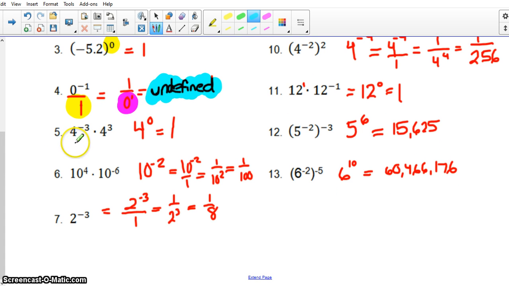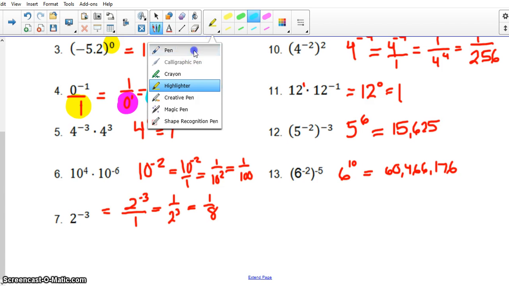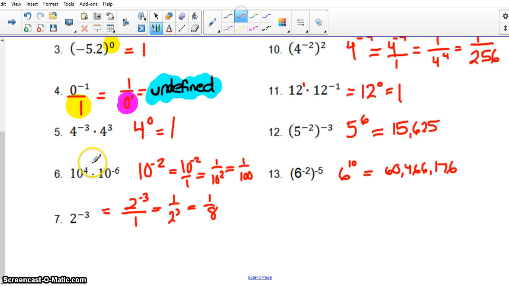In question number 5, how I did the problem is I kept the base and then I added my exponents together. So I did 4 and then I had negative 3 plus 3 to get my 0 power. And then I remembered anything raised to the 0 power is 1. Same deal with number 6. I had the same base, so I kept my base and I added the 4 plus the negative 6 to get my negative 2. Put it over 1 because it wasn't a fraction and I needed to fix it. And then I moved that 10 to the negative 2 down to the denominator to keep it positive, and flipped it, simplified it to make it 1 over 100.